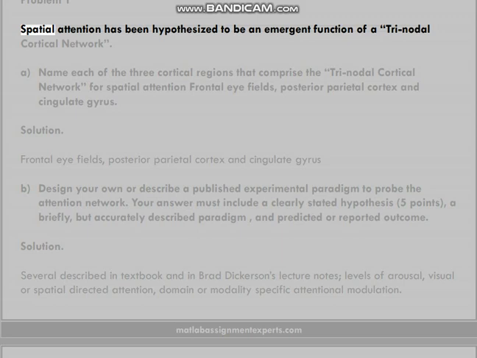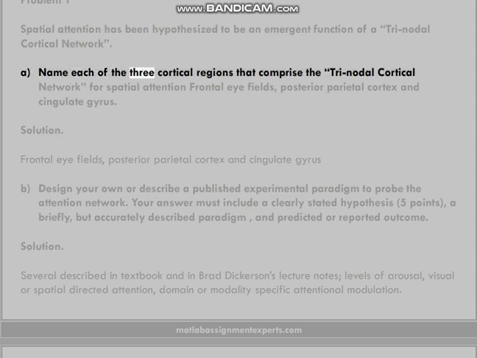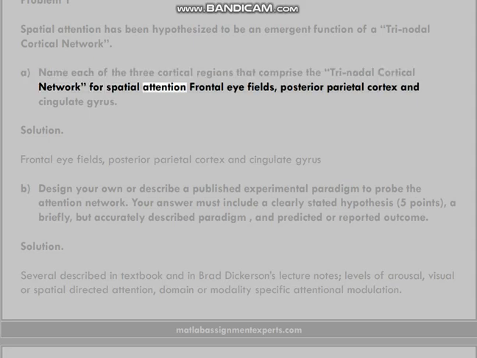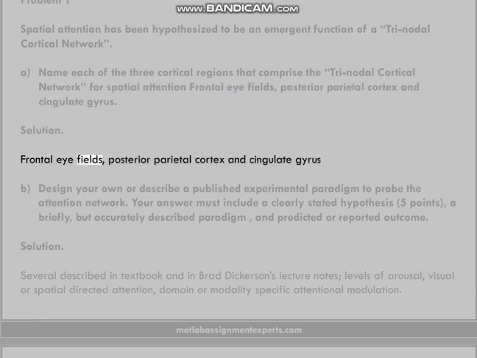Problem 1. Spatial attention has been hypothesized to be an emergent function of a trinodal cortical network. A. Name each of the 3 cortical regions that comprise the trinodal cortical network for spatial attention. Solution: frontal eye fields, posterior parietal cortex, and cingulate gyrus.